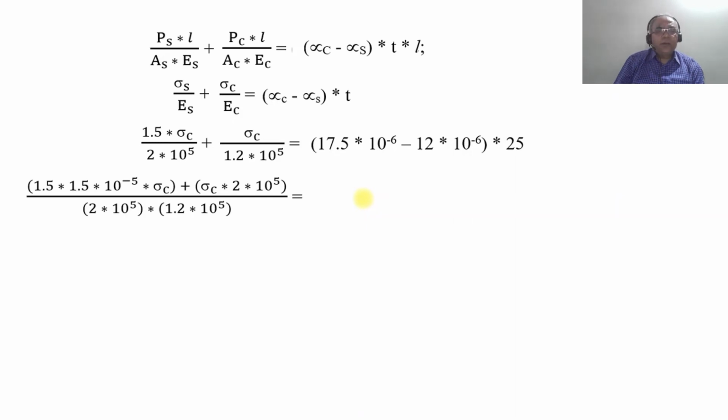So then, in the LCM form, take out the LCM, that is 2 into 10 to the power of 5 into 1.5, 1.2 into 10 to the power of 5 in the denominator. So that is multiplied by 1.5 into 2 into 10 to the power of minus 5. So that will be 1.2 into 10 to the power of minus 5 into sigma c. So here 1.2 gets cancelled, sigma c into 2 into 10 to the power of 5, which will be equal to 1.375 into 10 to the power of minus 4. So you are just simplifying those values.